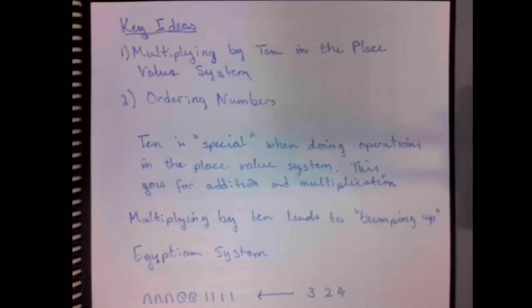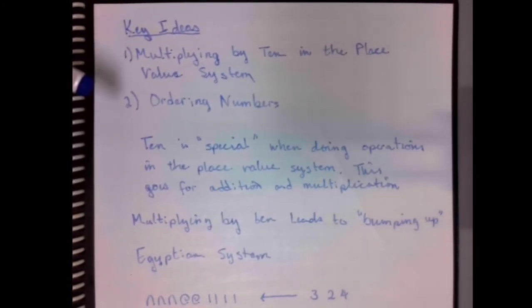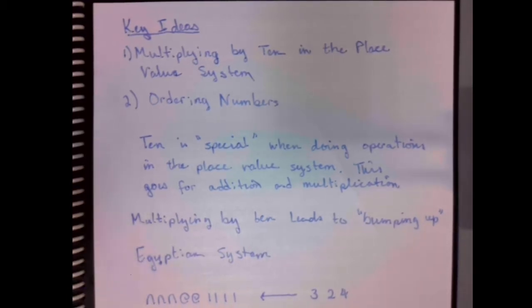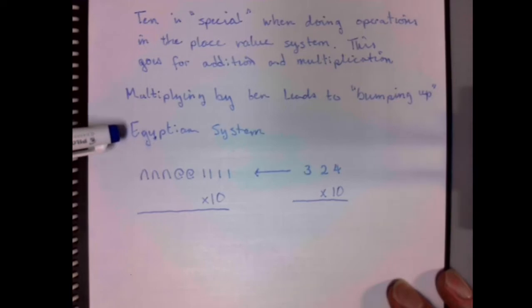So the key ideas here are understanding multiplying by 10 in the place value system and also ordering. 10 is very special when doing operations. It goes for addition and multiplication. It's usually much easier to add 10 to something than it is to add 9. Adding 9 is usually going to involve carrying, whereas adding 10 typically does not. And multiplying by 10 leads to bumping up. Let's review a little bit.